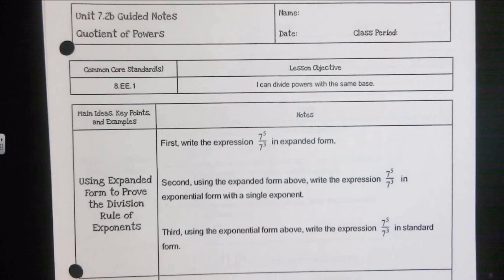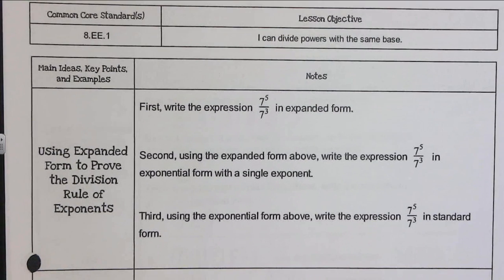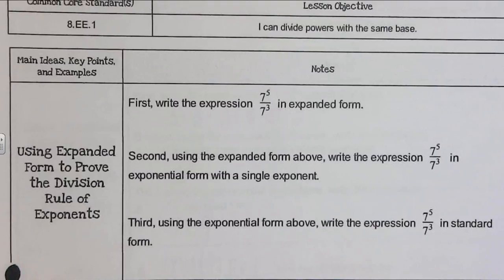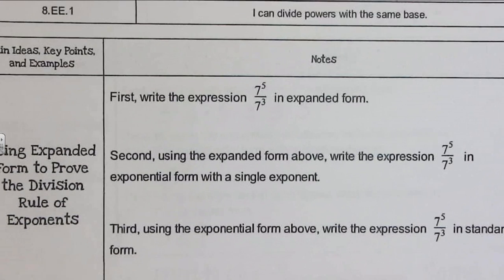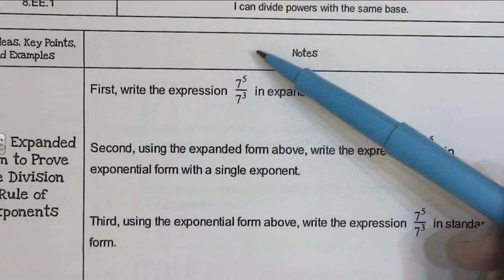So similar to what we did when we were multiplying our exponents, or multiplying our powers, excuse me, we're going to use that expanded form that we learned back in the previous unit to prove that division rule of exponents, prove that it works. All right, so first thing we're going to do is write this expression, which is 7 to the 5th over 7 to the 3rd in expanded form.